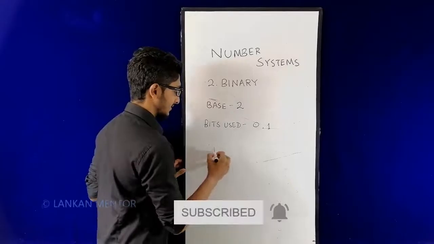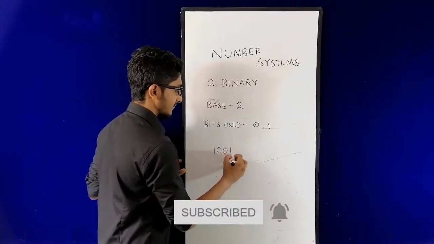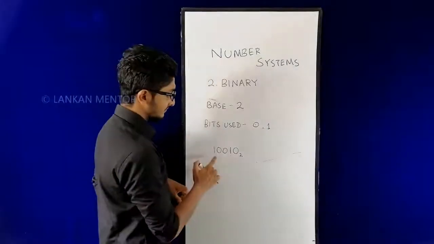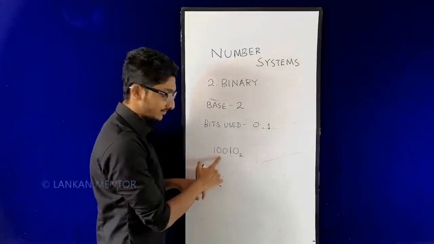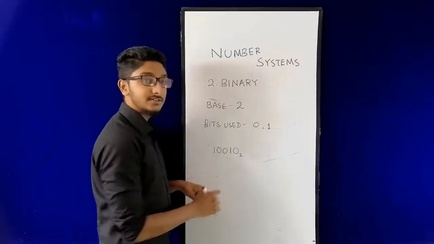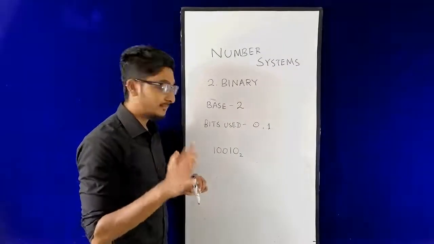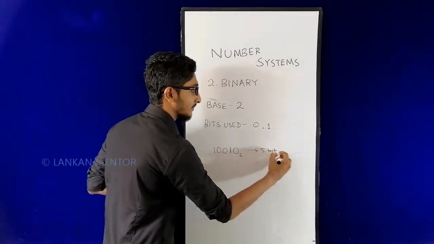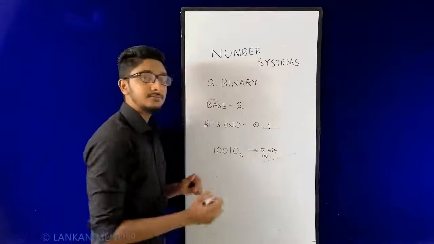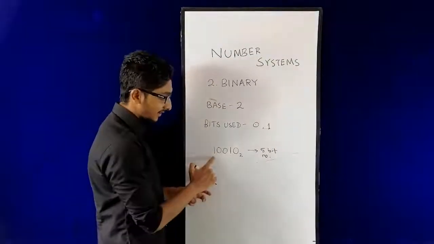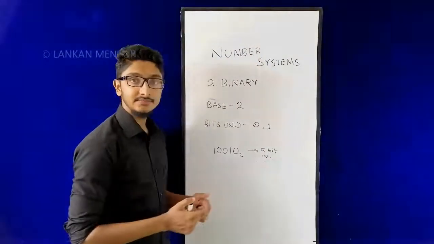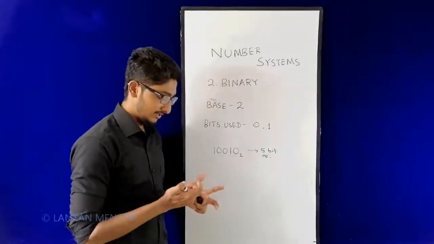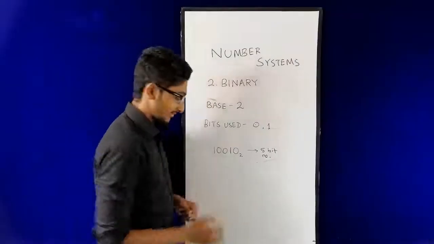Now, I'll just write a binary number. Let's say 10010. Okay? Now, this is a bit, this is a bit, bit. So this is a 5-bit number. Why? There are 5 digits. Okay, 5 binary digits. So we call it a 5-bit number. Okay? Right.